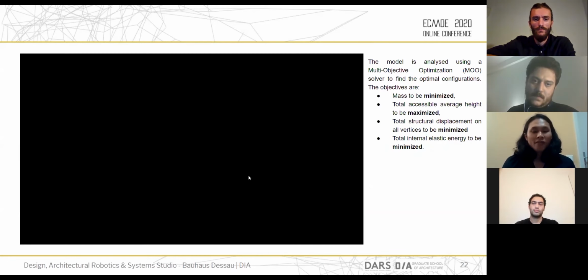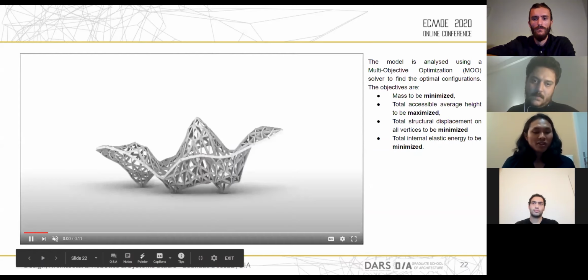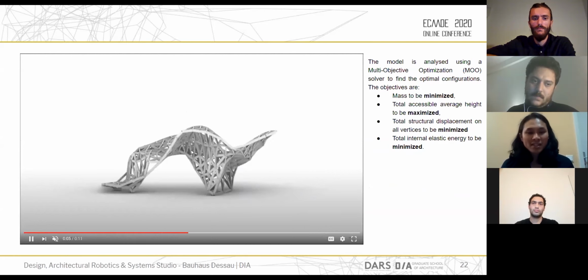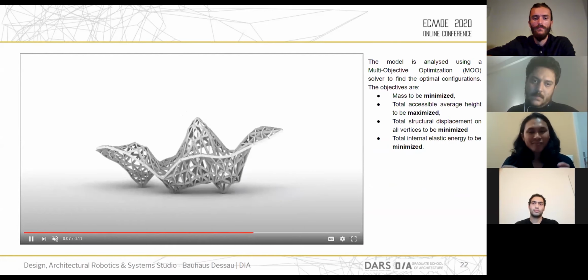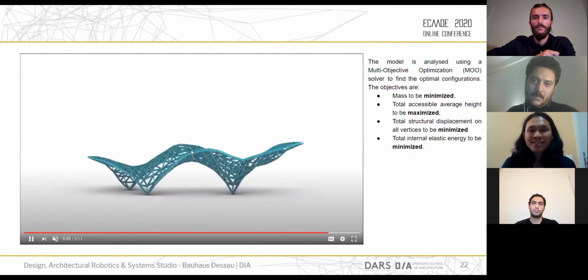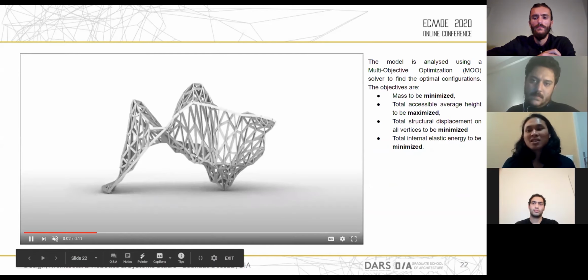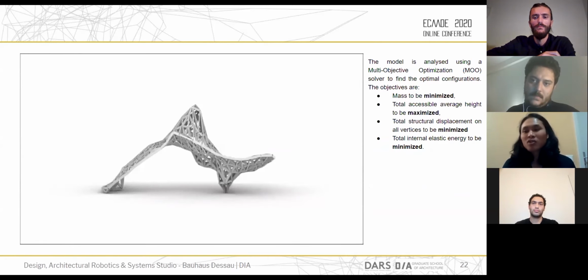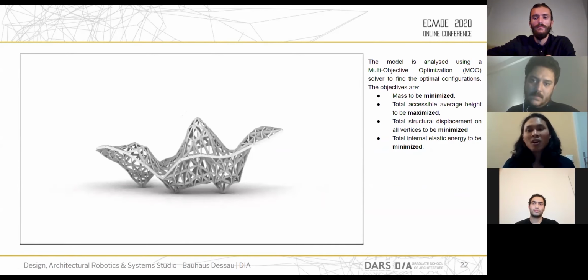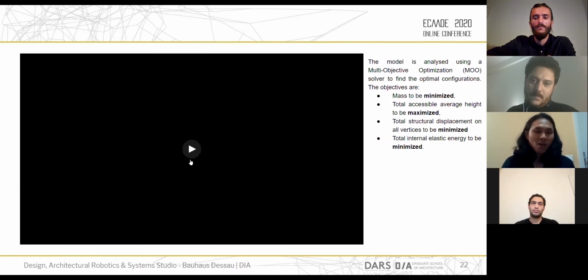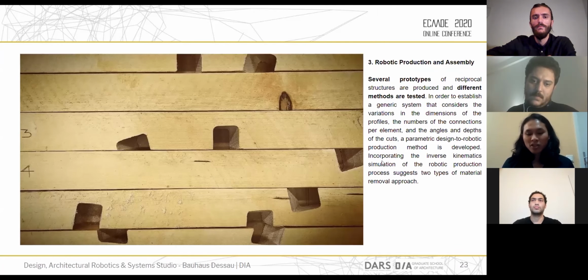For the final design, we use multi-objective optimization to find the optimal design of this pavilion that considers four main fitness criteria: mass to be minimized, total accessible average height to be maximized, total structural displacement on all vertices to be minimized, and total internal elastic energy to be minimized. For the next step, I will pass to Hossam for the next subtopic, which is fabrication and assembly process.